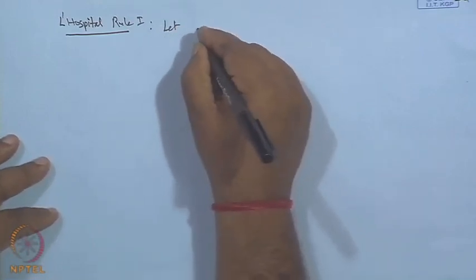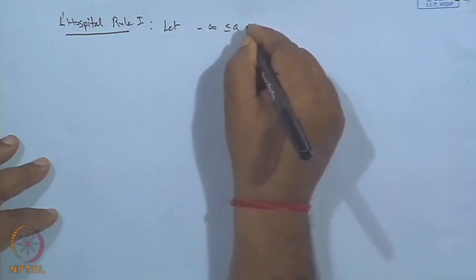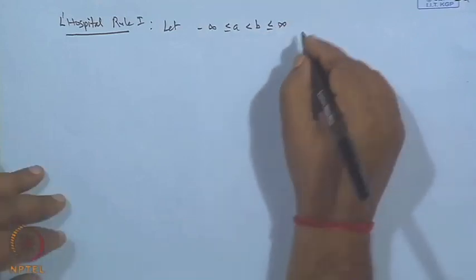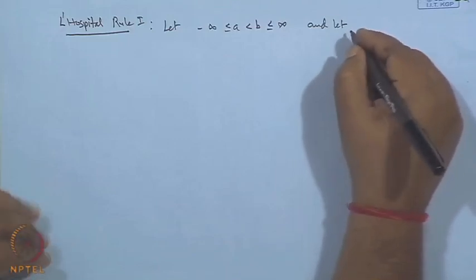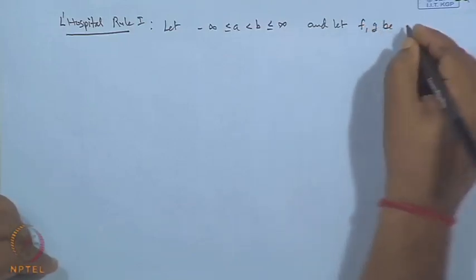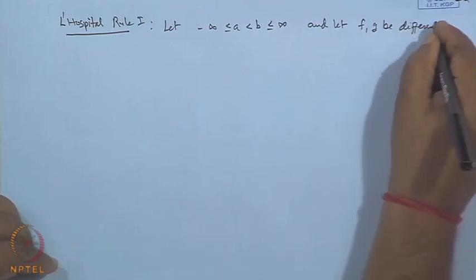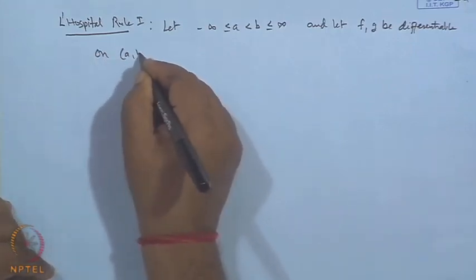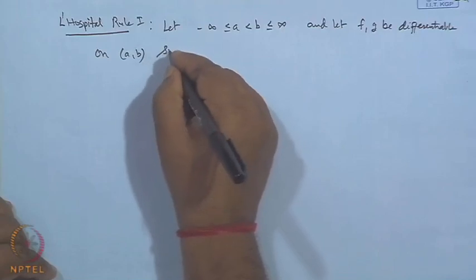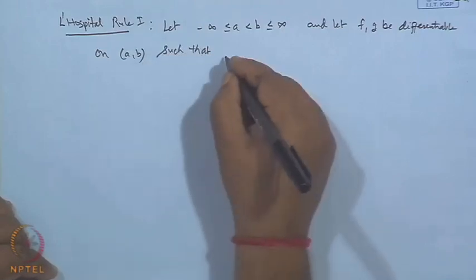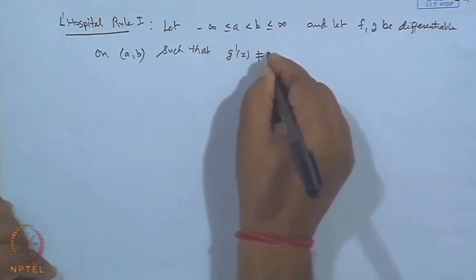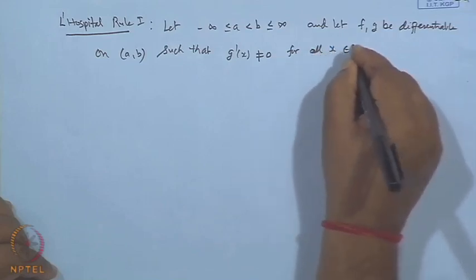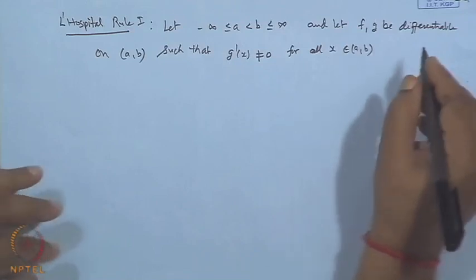Let a and b be two real numbers, which may be infinity or minus infinity also, and let f and g be differentiable on the open interval (a, b) such that the derivative of g does not vanish anywhere inside this interval (a, b), that is, g prime x is non-zero for all x belonging to it.